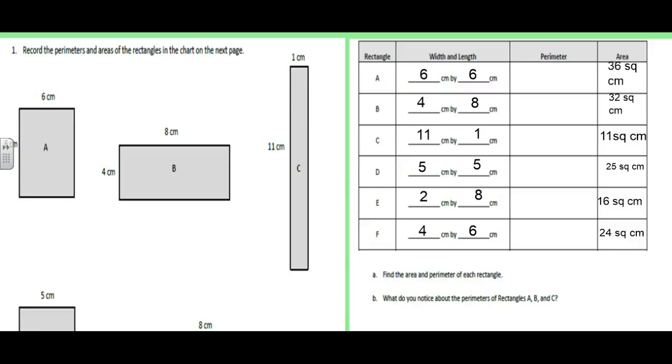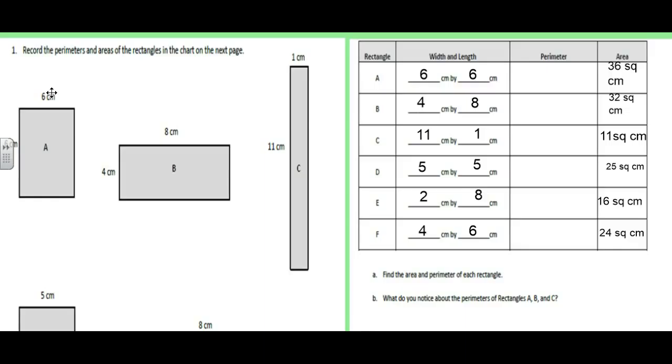Your chart should look like mine, where we've put in all of the side lengths and multiplied those side lengths to find the area. Check yours with mine to make sure you're ready to move on to the perimeter. I'm going to do one of the perimeters with you, and then I'm going to let you do the rest of them. I know that this side is 6 and this side is 6. When I pasted this picture on here, I made it smaller, so it makes the shapes look a little bit different.